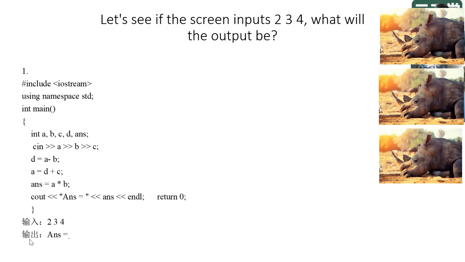Then we finish, okay? So if on the screen you input 2, 3, 4, 3 numbers, then you push enter. Then the output should be N's equal to this one, right? This is blank, for you to fill. So what is the value of this variable N's? Figure that out, okay?